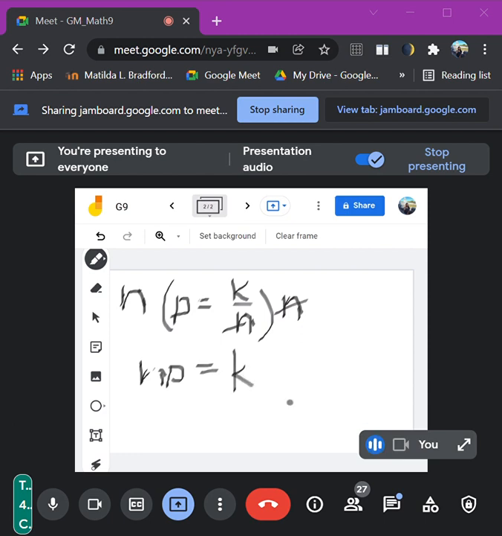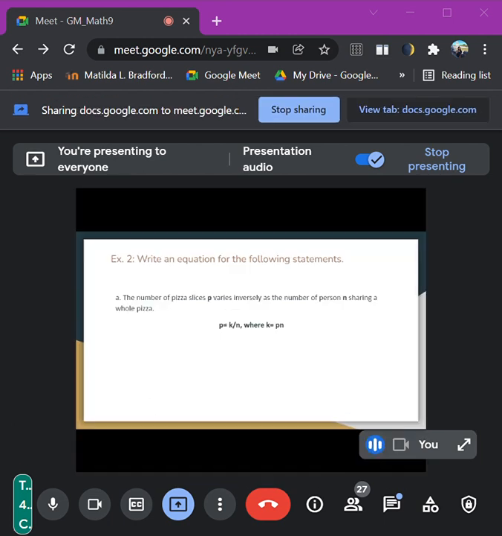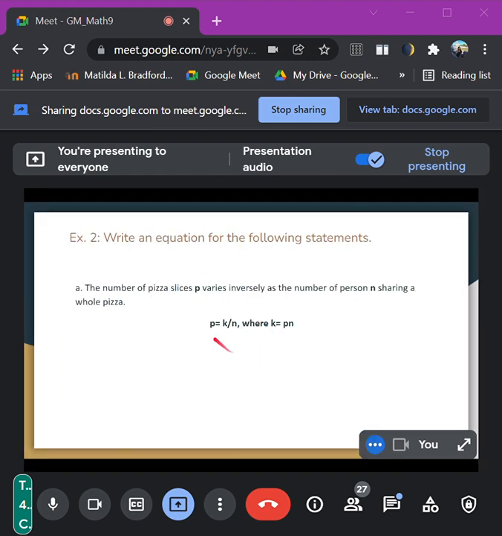So that is how we get your constant. So that you won't get confused about why it is there. Now, class, you can see that the first letter goes on the left, and then the words varies inversely, that is equal, and then the constant on top, and then N, that is the number of people sharing the whole pizza. Now let's proceed with the next one.